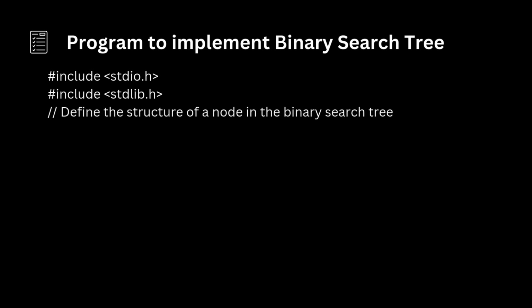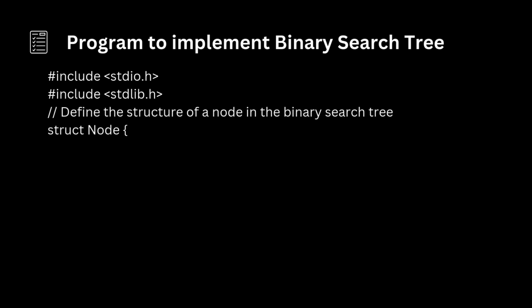Here is an implementation of a binary search tree in C language with basic operations like insertion, search, and deletion. Let's go through the binary search tree implementation step by step, explaining the code line by line along with the output. First, we will define the structure.